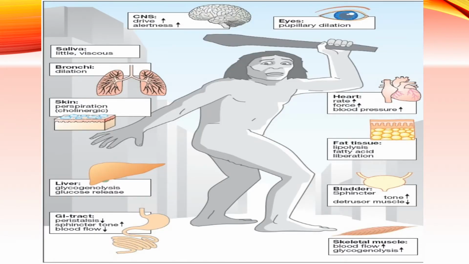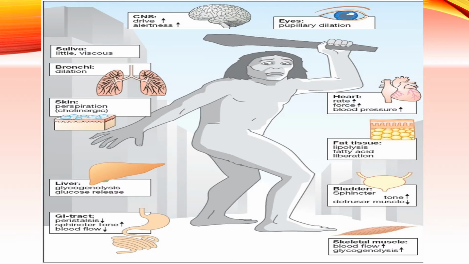So look at this picture. This one is the summary of the different organ systems and the events that follow if our sympathetic innervation using adrenergic agonist is being activated. So for our central nervous system, of course, there is increased drive and increased alertness. For our eyes, there will be dilation. The heart will experience increased rate, force, and thereby increasing the blood pressure. For the saliva, it will produce little saliva and a more viscous one. Bronchi will also dilate, as I have mentioned in the other part, and also skin.